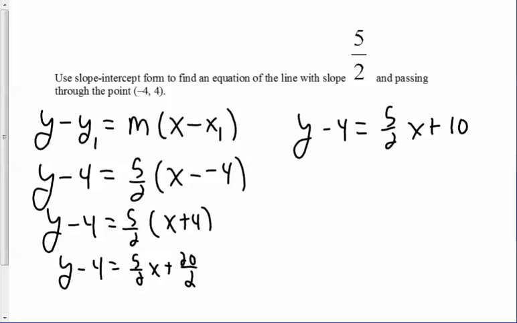I'm going to add 4 to both sides. And so I get y equals 5 over 2 x plus 14. So that's easy. My slope is 5 halves and my y-intercept is 0 comma 14.